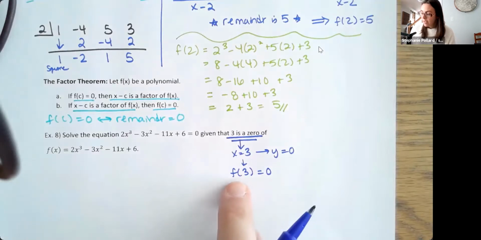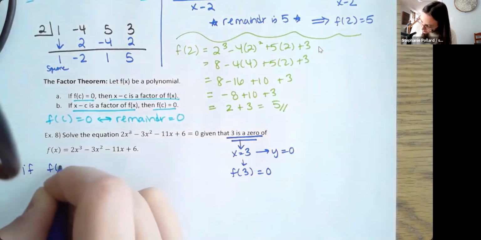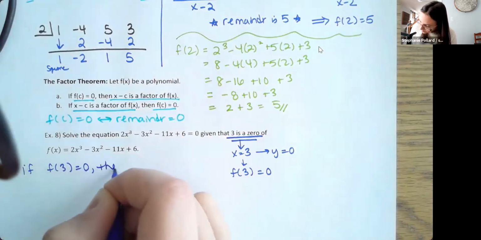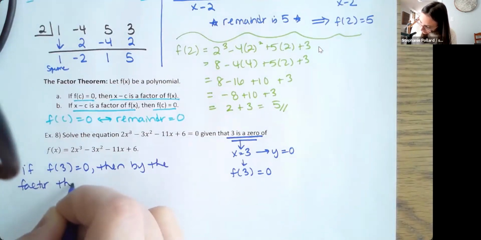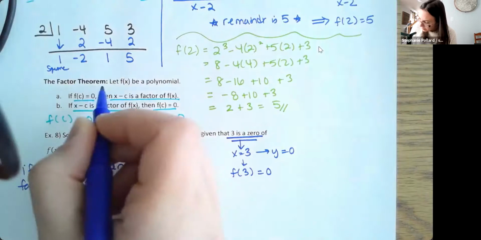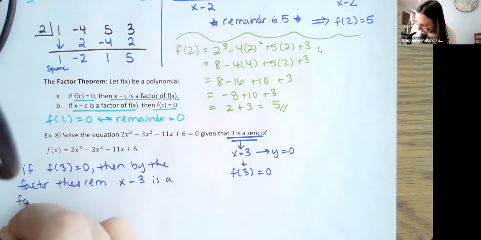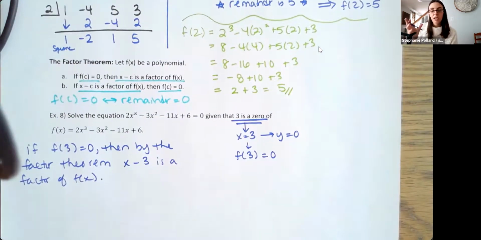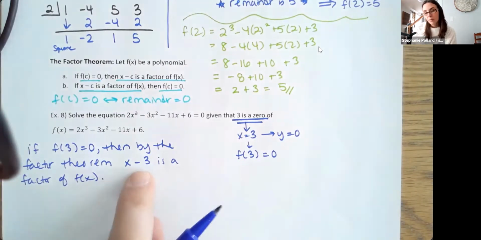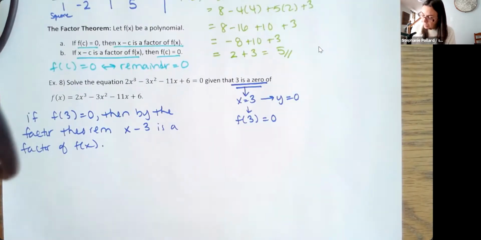So if f of 3 equals 0, then by the factor theorem, x minus 3 is a factor of f of x. So if it's a factor, I should be able to perfectly divide this out with no remainder. Again, notice that we're in the form for synthetic division. So if you're willing to learn the steps for synthetic division, it can definitely save you a lot of time in the long run.